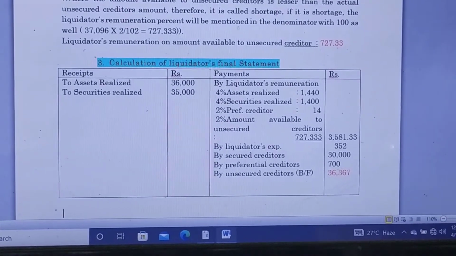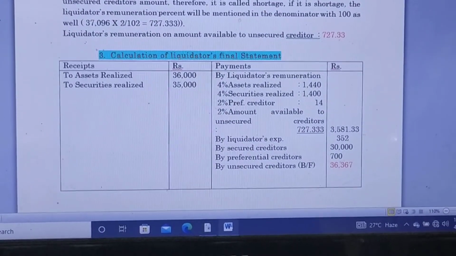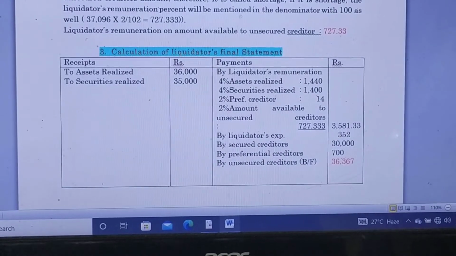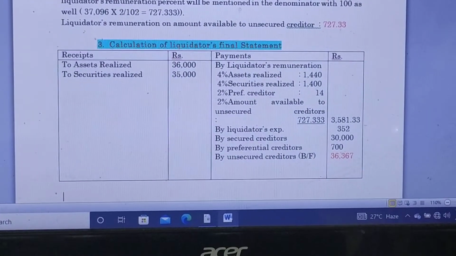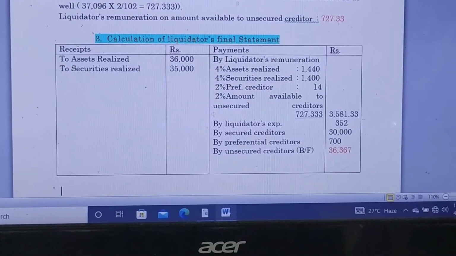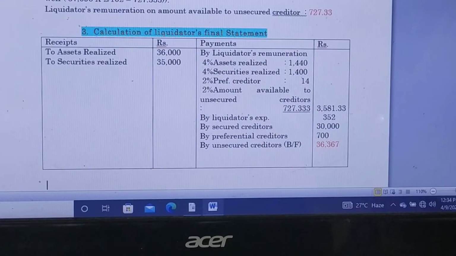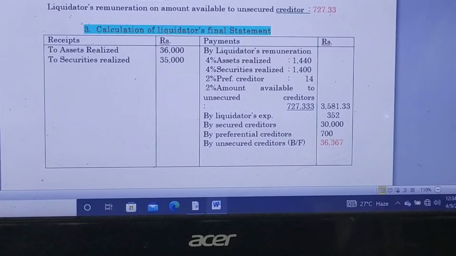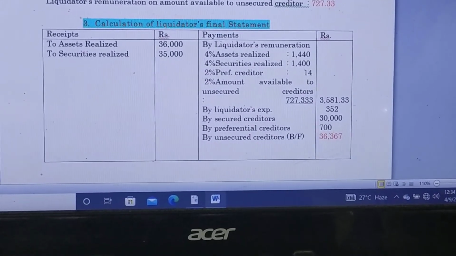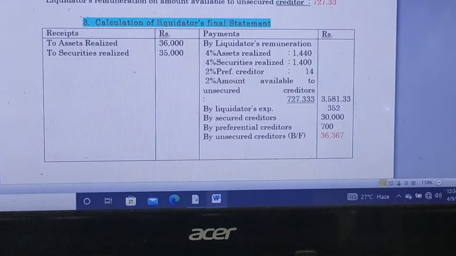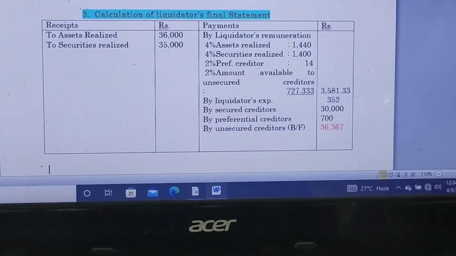Then we have to prepare the liquidator's final statement. That statement must be in ledger format. On the debit side, we mention receipts, and on the credit side, we mention payments. So under the debit side, to assets realized 36,000, to securities realized 35,000, and then go to the payment side, by liquidator's remuneration. Under the liquidator's remuneration, 4% assets realized 1,440, 4% securities realized 1,400, 2% preferential creditors 14, and 2% on the amount available to unsecured creditors 727.33. These are the things we have already found.